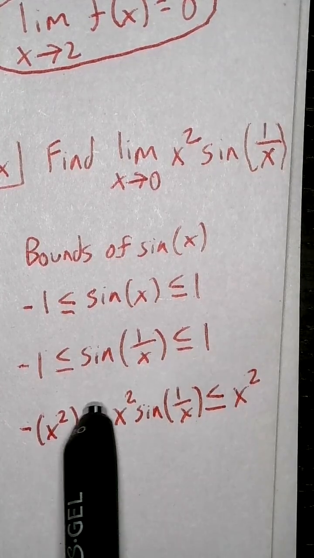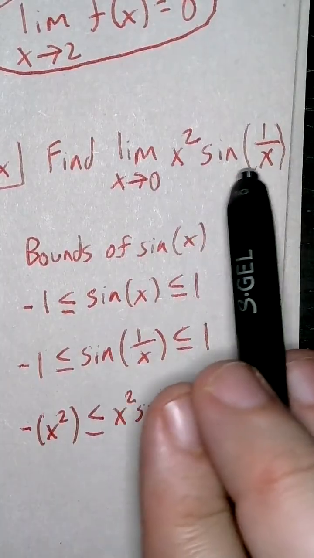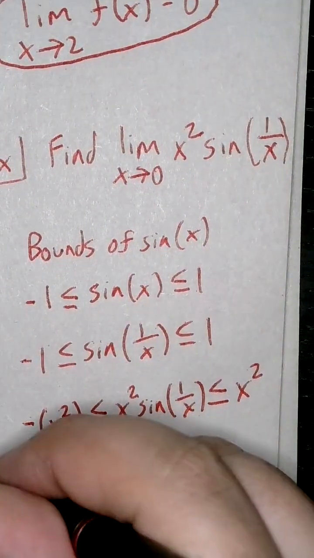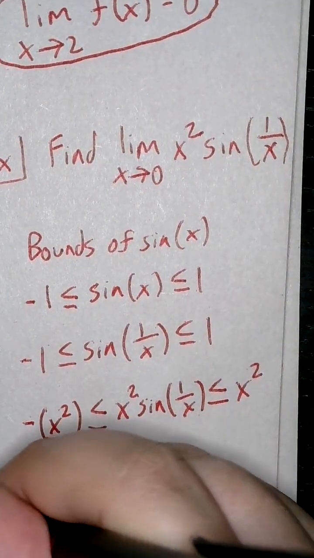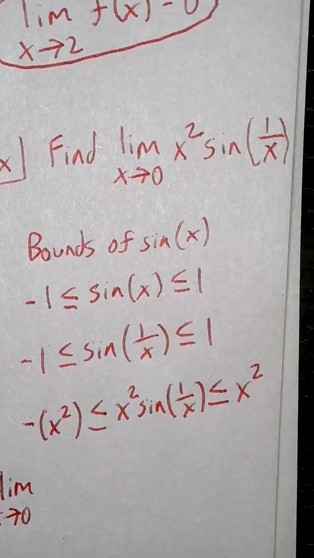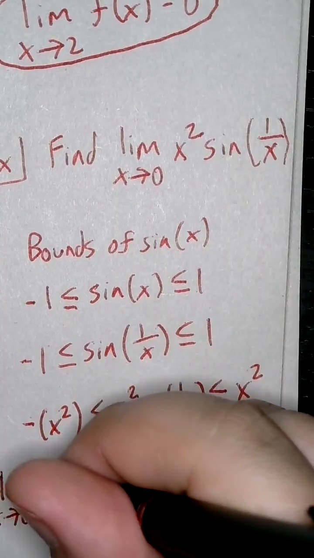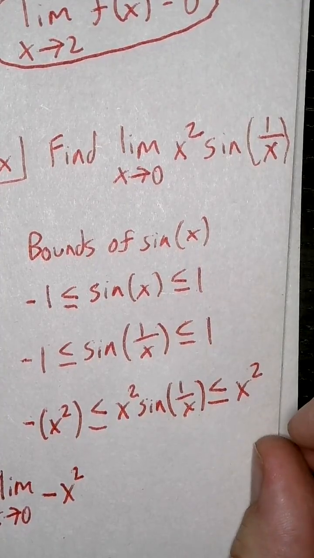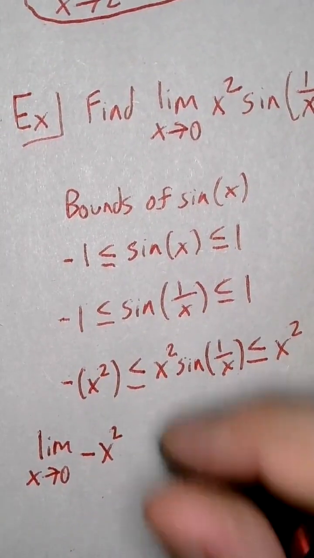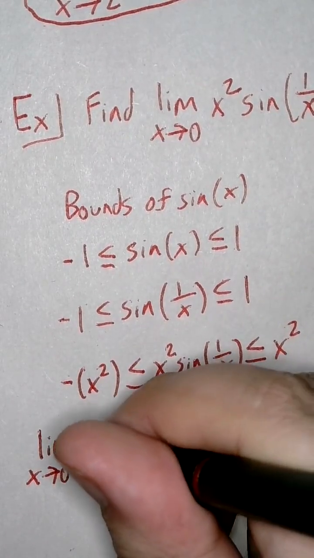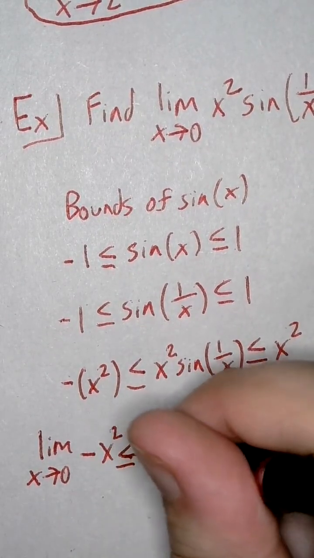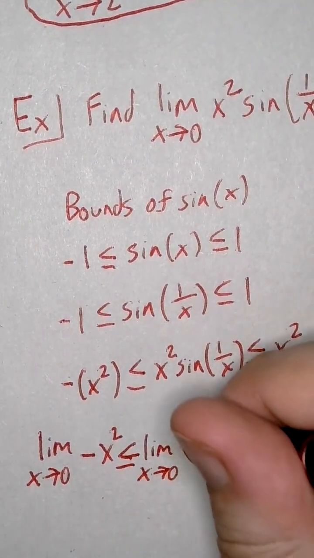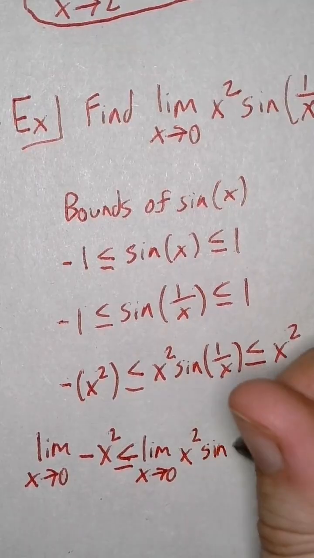And now that I have this that matches here, all I need to do now is take the limit. So now I'm going to take the limit as x approaches 0 of negative x squared is less than or equal to, why isn't my pen working? There we go. Limit as x approaches 0. I'm more than sure I didn't give myself enough room for this. So I apologize if it gets a little messy.